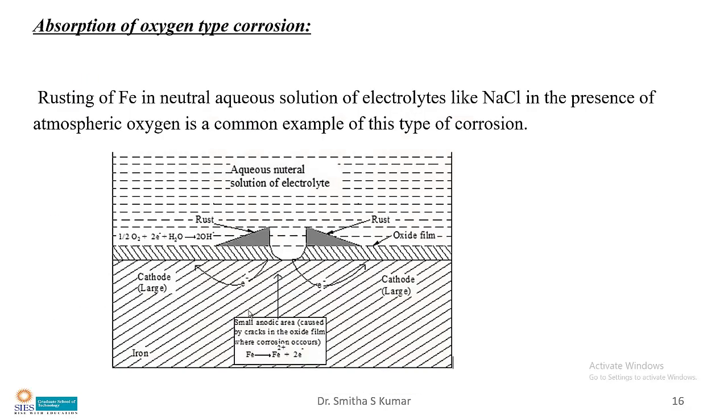The second type of mechanism in wet corrosion is absorption of oxygen. Rusting of iron in neutral aqueous solution of electrolyte, for example NaCl, in presence of atmospheric oxygen is an example of this type of corrosion. Surface of the iron is coated with a thin film of iron oxide, as we can see on the screen. If this film develops small cracks, anodic areas are created on the surface while the other part acts as the cathode. So anodic areas are small areas whereas cathodic areas are large areas.